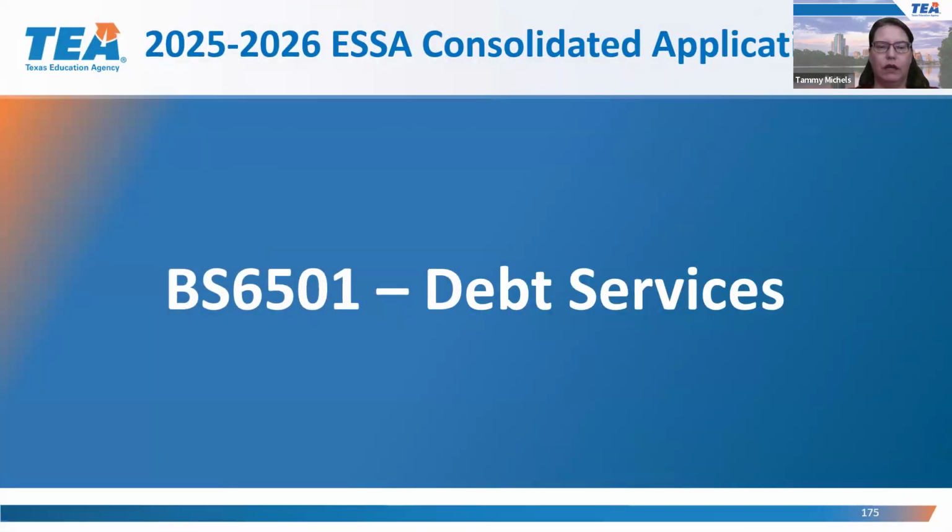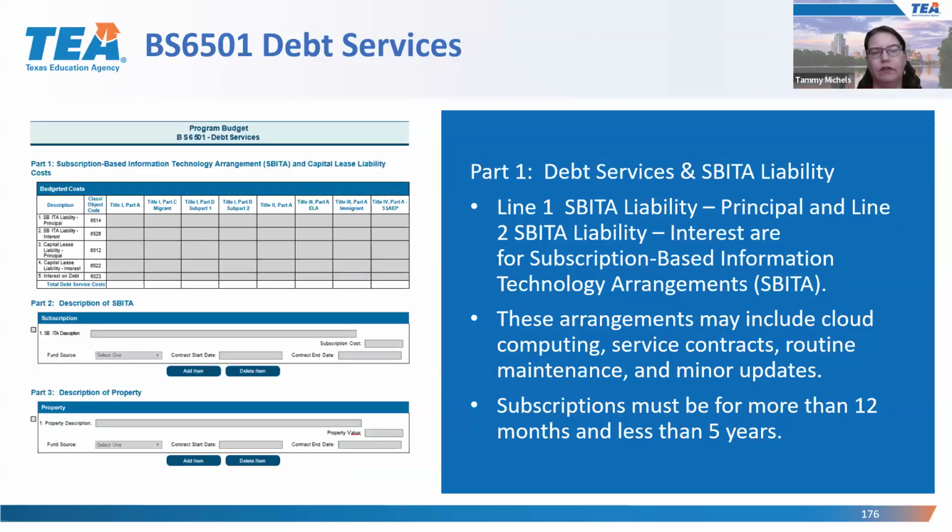So our next schedule is debt services. The debt services schedule allows organizations to budget funds for 2 activities in the grant. These are subscription-based information technology arrangements, or SBITAs, and debt services. SBITAs are for leases that are greater than 12 months, and capital lease purchases must cover at least 2 grant periods.